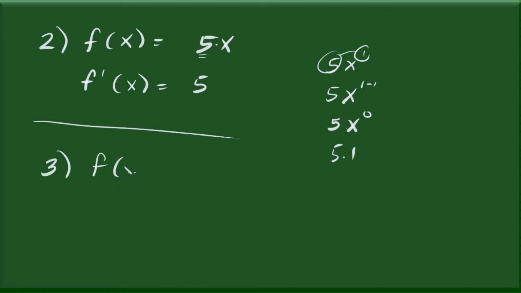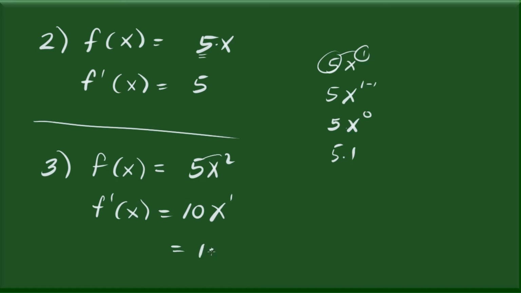Number 3, if our f of x is equal to 5x squared, the derivative is 2 times 5, right? So 2 times 5 is 10, then x raised to 2 minus 1. Or you can just say 10x.